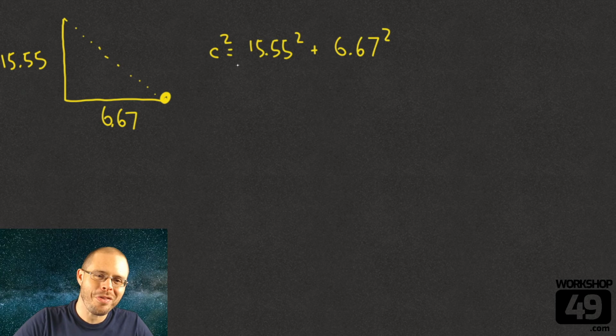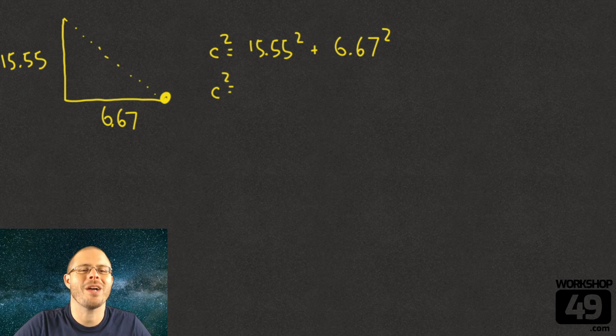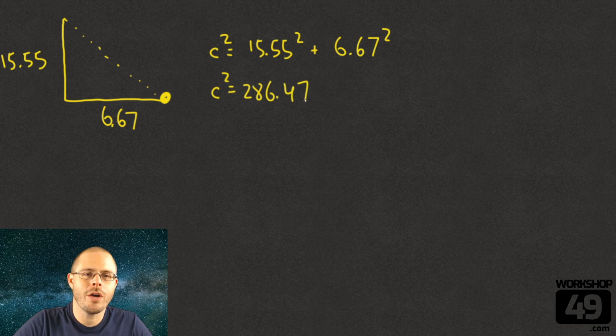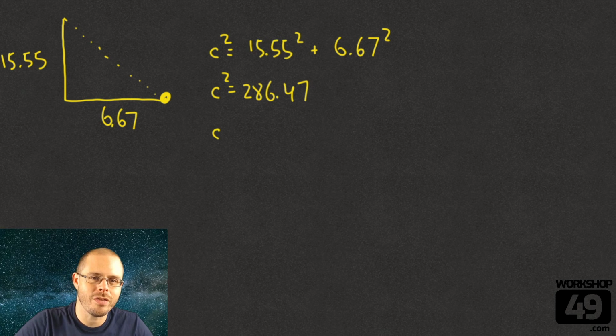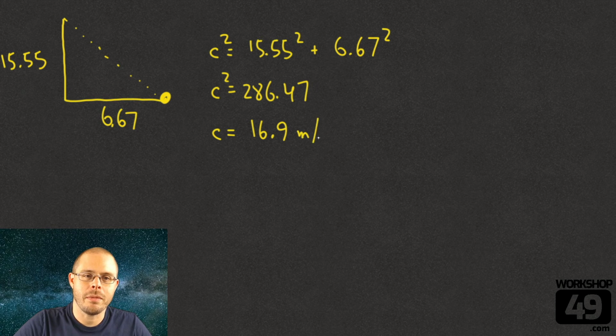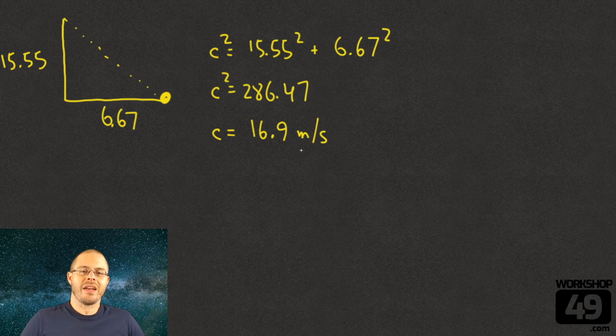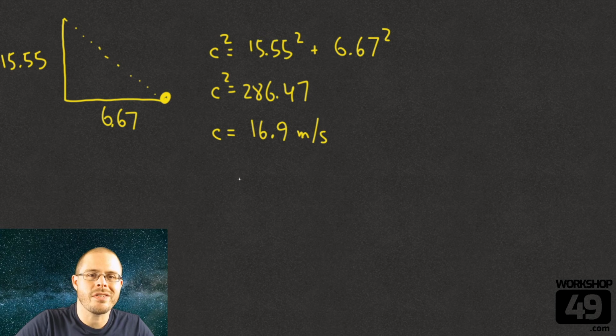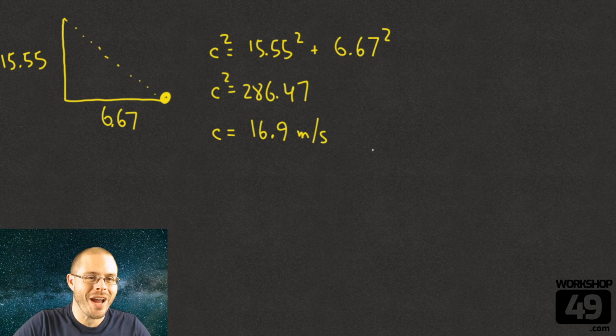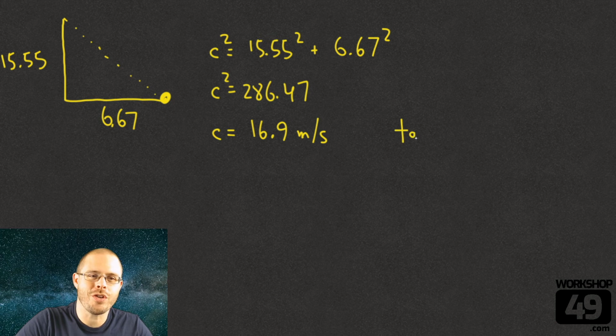We can go get ourselves a little 8th grader to do this for us. This part's easy once you get this far. The c squared is going to equal 286.47. We take the square root of both sides. It's 16.9 meters per second. That is the speed at which they are sliding, but we need the direction. We gotta know the direction at which they're sliding.